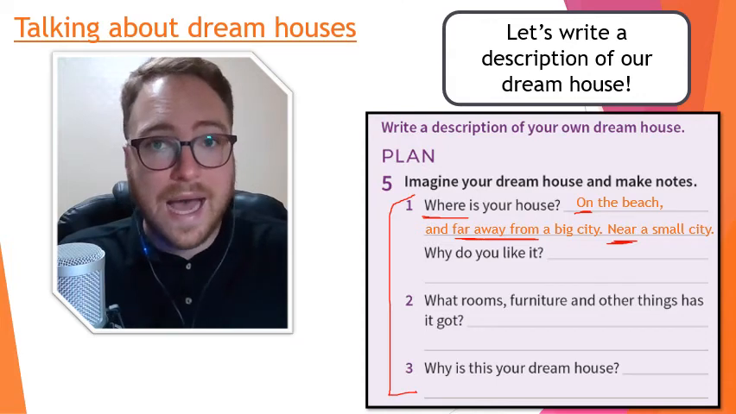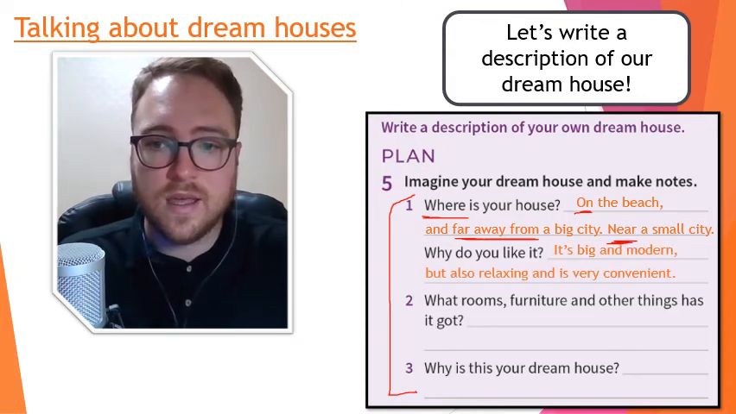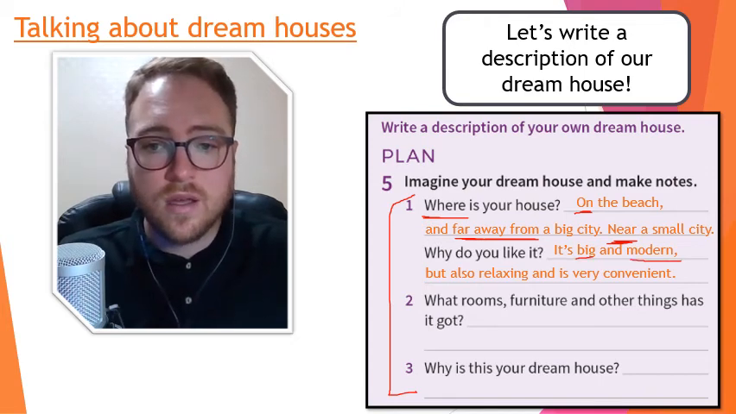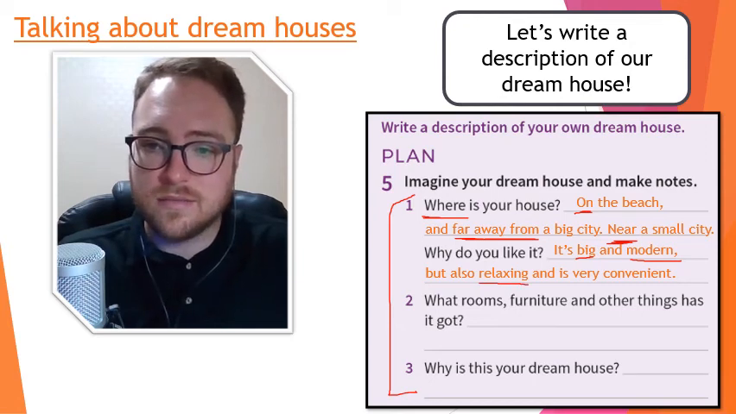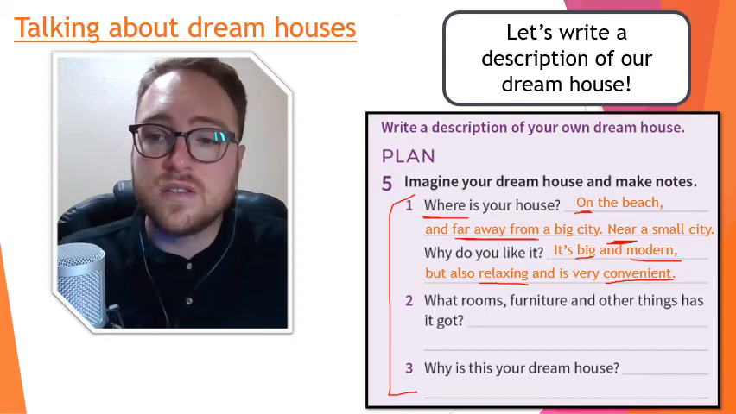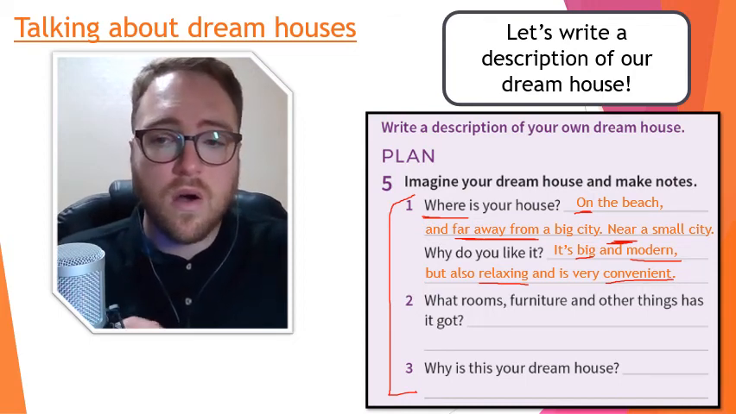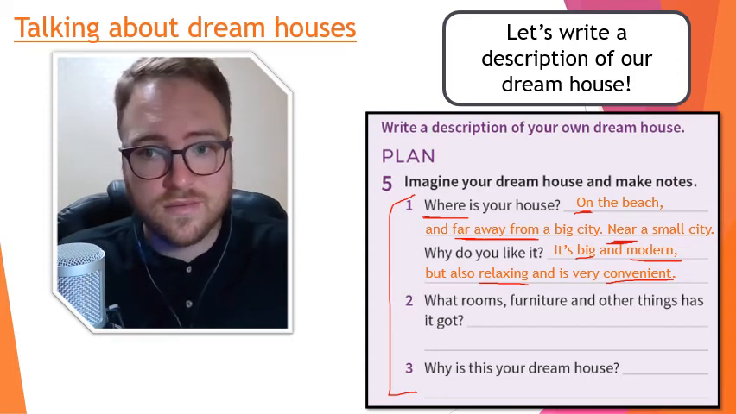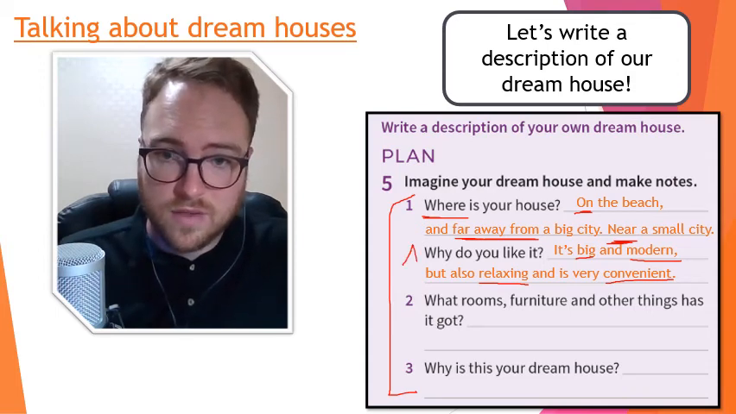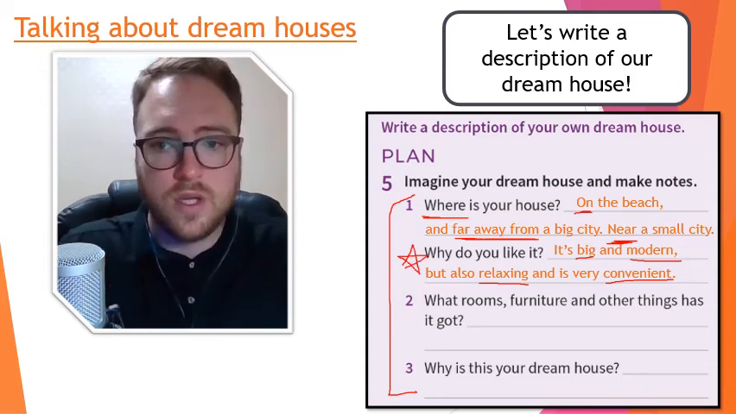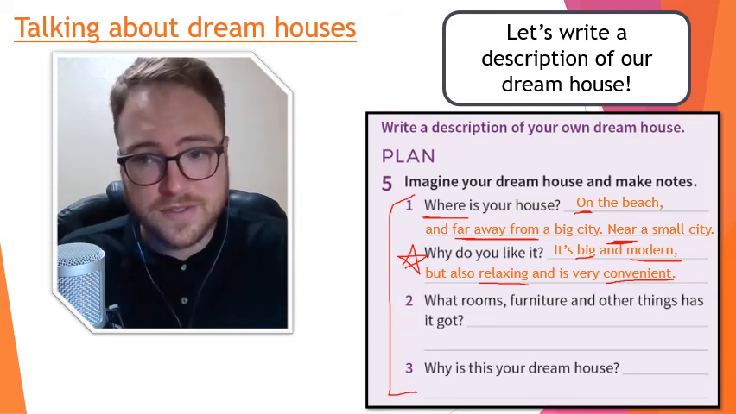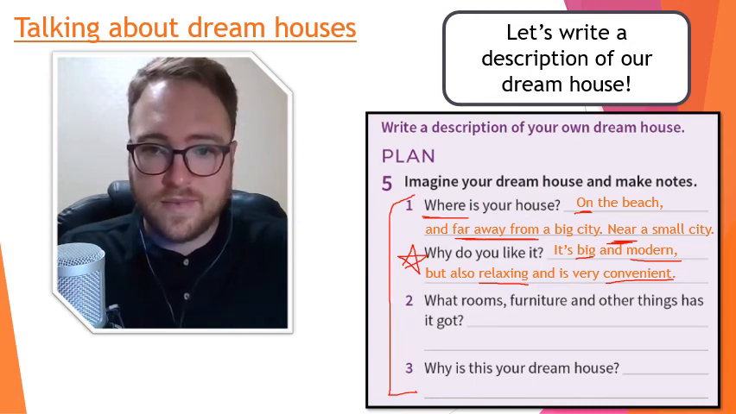All right, next, why do you like it? Okay, it's big and modern, but also relaxing and is very convenient. Okay, so those words that I used, they're all adjectives. Okay, they're all adjectives. So when you answer this question, you should use a lot of adjectives to describe your dream house. Okay? All right, next question.